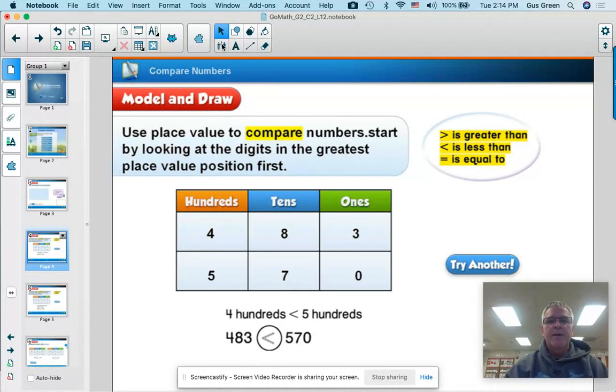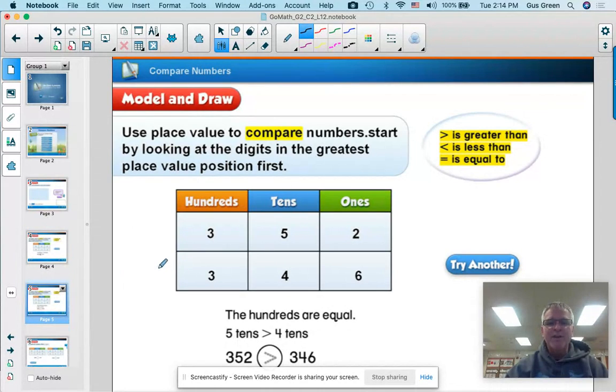So the first two numbers we're going to compare are 483 and 570. In the first one, we always start with the hundreds because that's the greatest place value position. And 4 is less than 5. So we don't have to look at the tens or the ones. Any number in the 500s is going to be more than any number in the 400s. So 483 is less than 507.